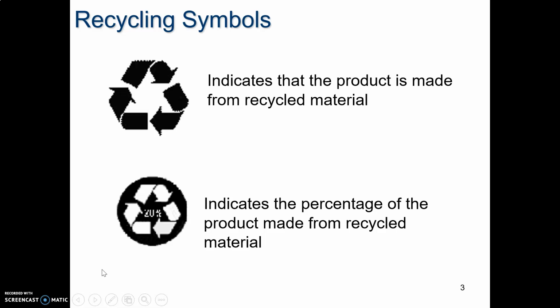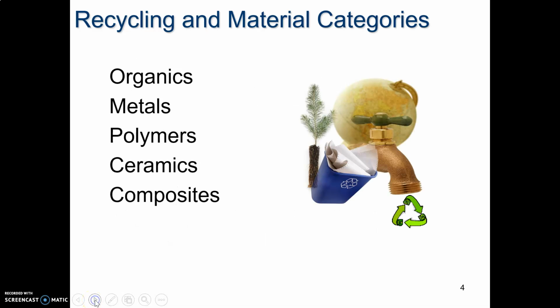All right, so this first recycling symbol is just telling me that if you see this on a product, the product has been made from recycled material. And then the second one will tell you what percentage of it is made from recycled material. I have not really seen too many of the percentage ones. I don't know that I've seen any, actually. Maybe it's just because I haven't looked for it.